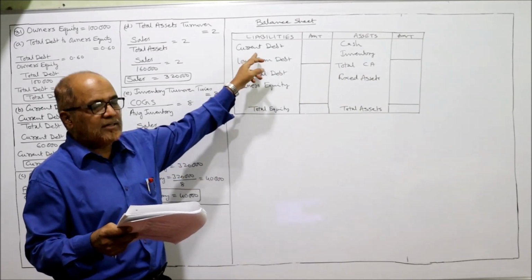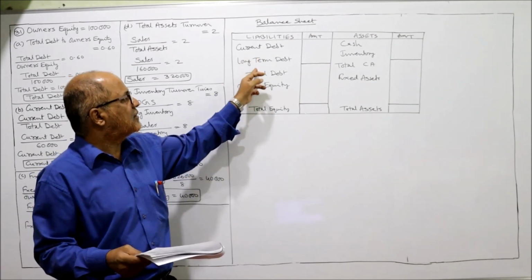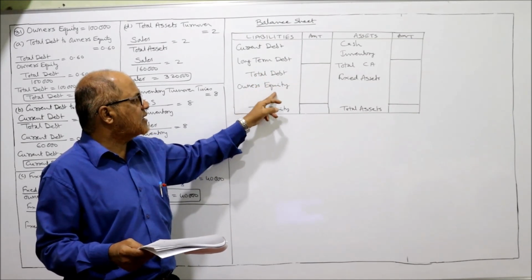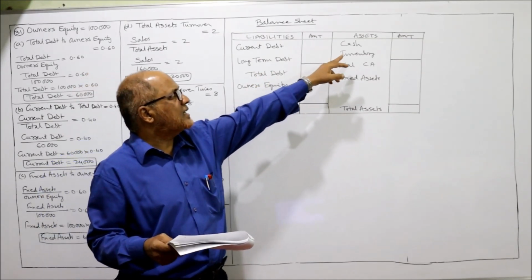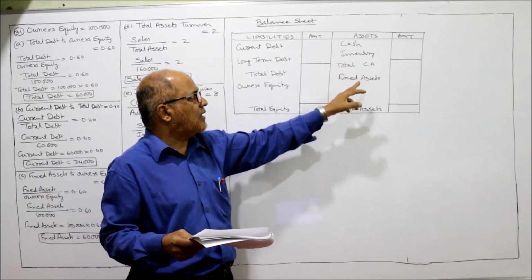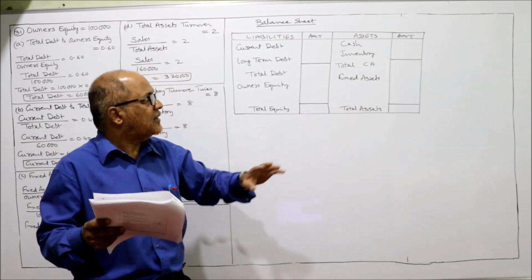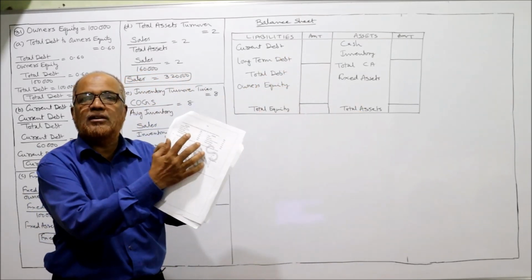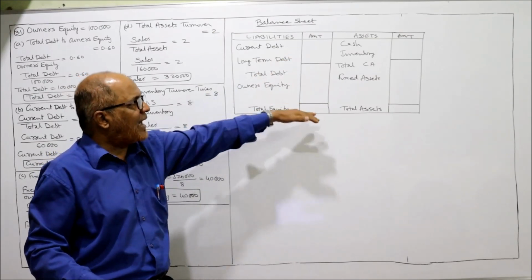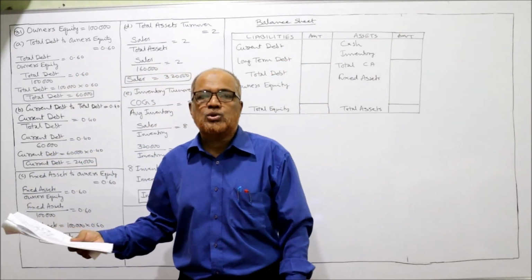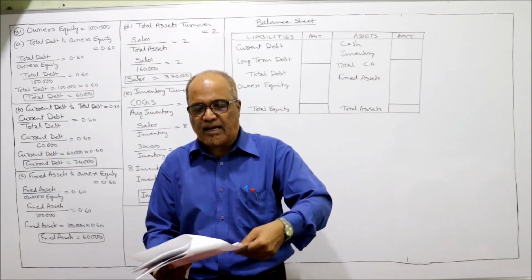Equities: current debt, long-term debt, the total debt, then owner's equity, total equity. Asset side: cash and inventory, total current assets, fixed assets, total. This is the complete blank balance sheet given in the problem. You have to find out all the values from the given ratios. So one by one we will take the ratio and ascertain.